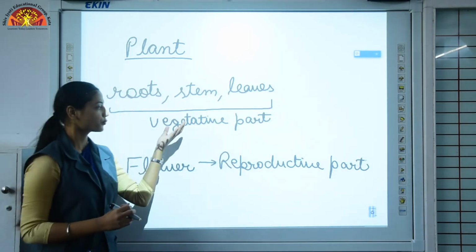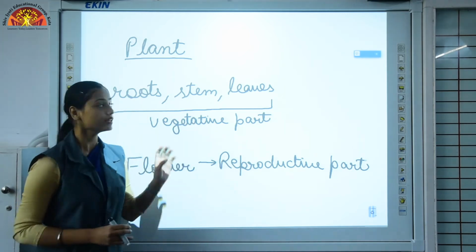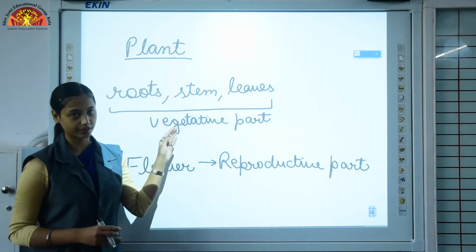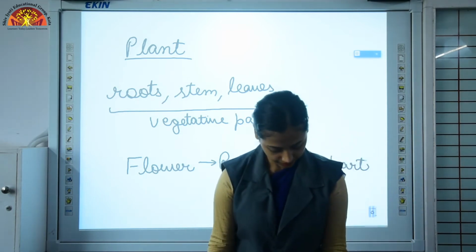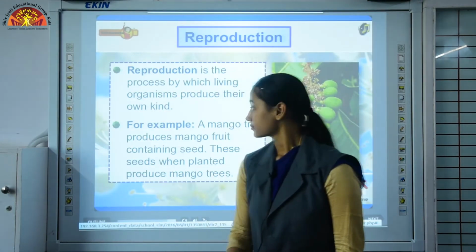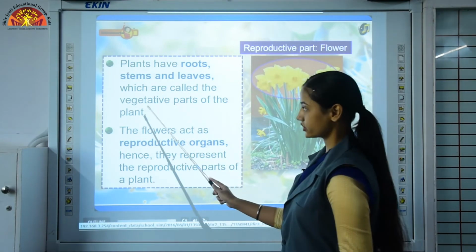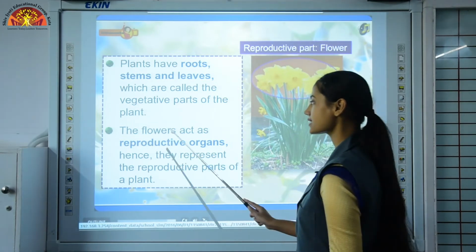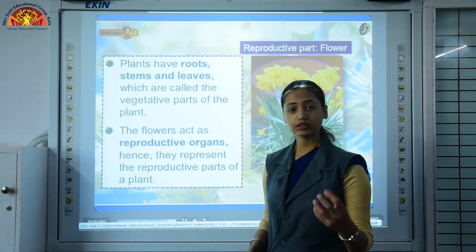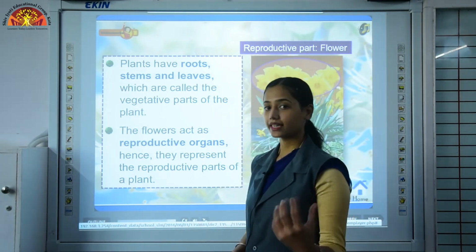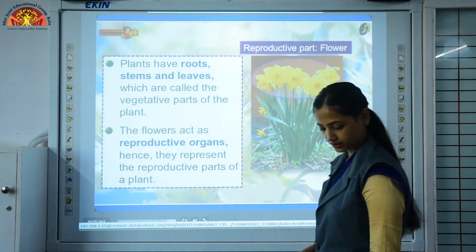Now vegetative parts, by this we mean that they are not directly involved in reproduction, they are involved in asexual reproduction. And what is asexual reproduction? We will see in our next topic. Plants have roots, stems and leaves which are called the vegetative parts of the plant. The flowers act as reproductive organs because the flowers have those reproductive cells by which they reproduce. Hence, they represent the reproductive parts of a plant.